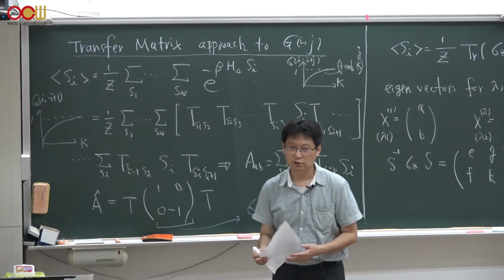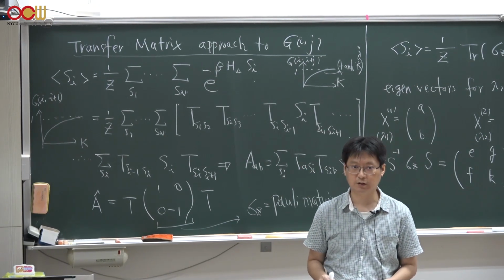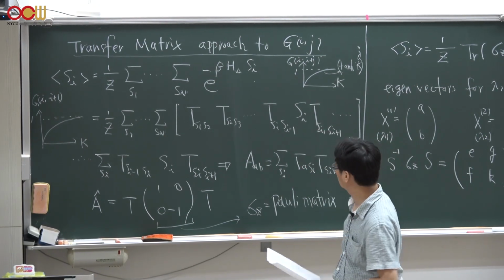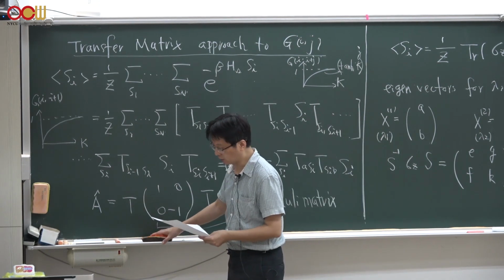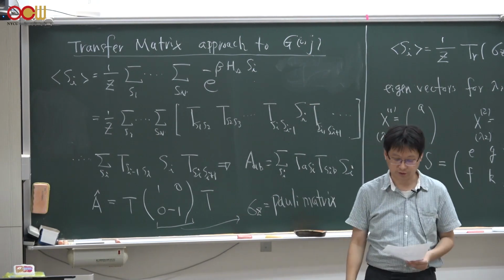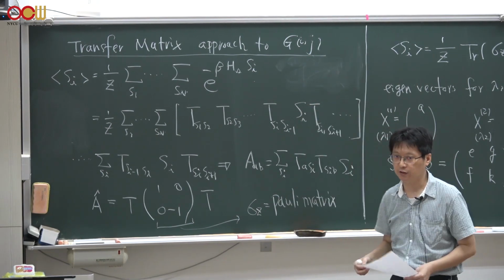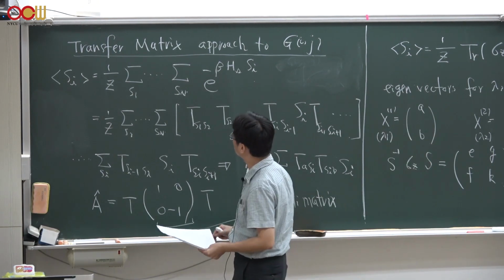So today we will use another method, called the transfer matrix method that we introduced earlier, to calculate this G_ij once again. You will see that you get the same conclusion but with a different approach, and you appreciate how useful and convenient this transfer matrix can be.